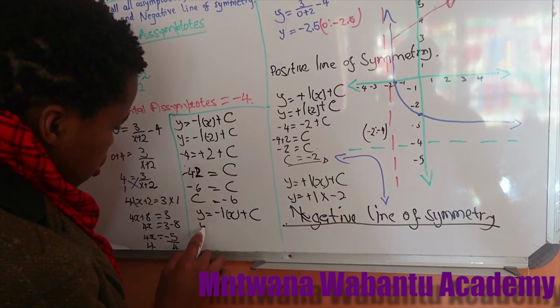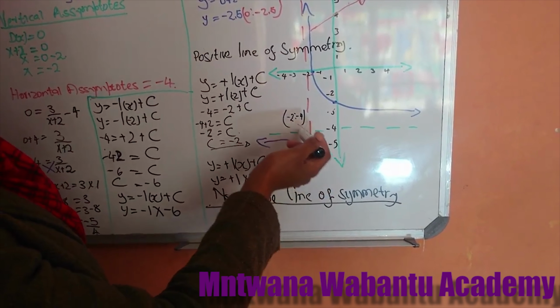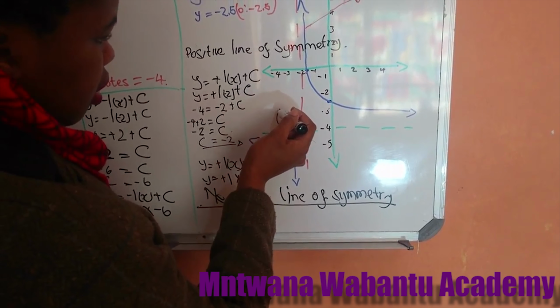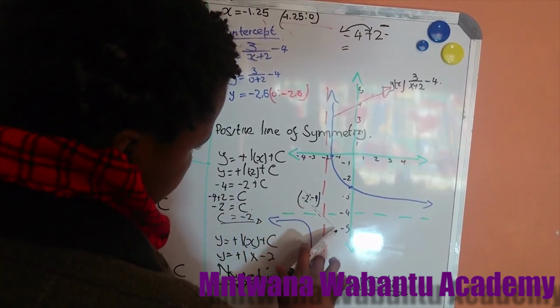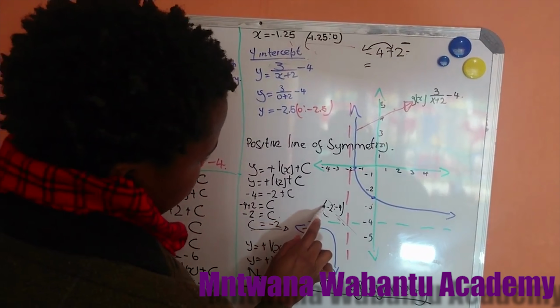Y-intercept. Line of symmetry. But we have two different types of symmetry, so how are you going to call that? I mean, we have two lines of symmetry, right? Which are those? Can you name them? Negative line of symmetry.